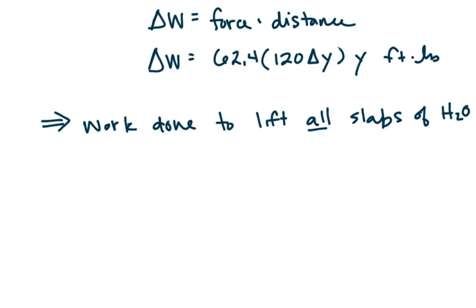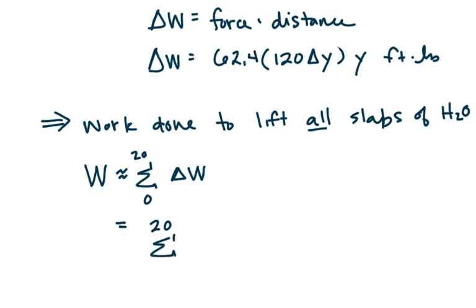So work is going to be approximately the sum from 0 to 20 of all my delta W's, which is the sum from 0 to 20 of 62.4 times 120 delta y times y foot-pounds.